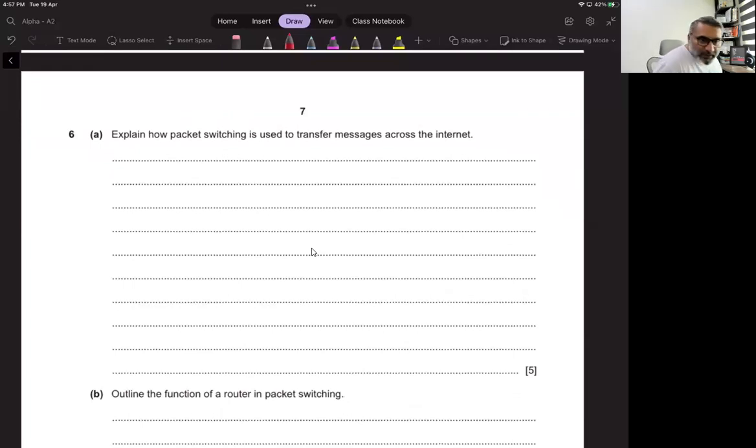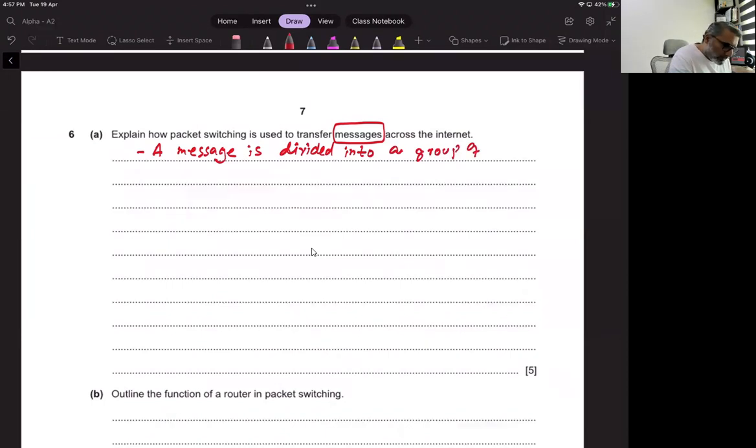Since it is 5 marks, we would have to write it in detail. A message, we have to use the word message, is divided into a group of chunks of equal size.